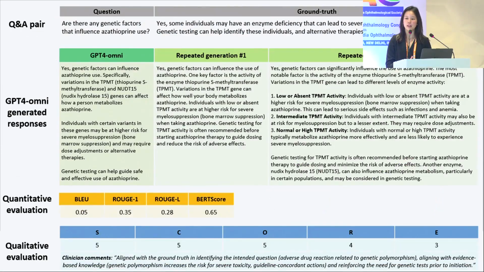Looking at one example here, I know it's a busy slide, but this is a question on the genetic factors influencing azathioprine use. So using the quantitative metrics, it actually scored it very poorly, 0.05 to 0.65. But when we look closely at the response, it correctly identified the importance of genetic polymorphism in affecting toxicity of azathioprine and identified the need for genetic testing prior to initiation as it may affect the adjustment in therapy. So using the SCORE framework, this allowed a more nuanced understanding of the clinically relevant aspects of the response.